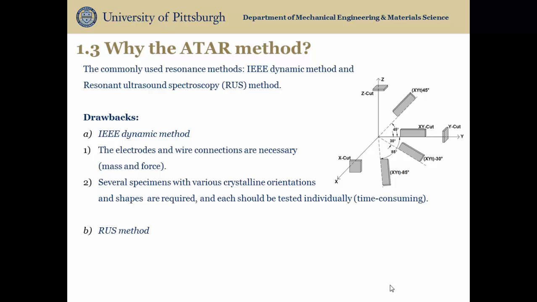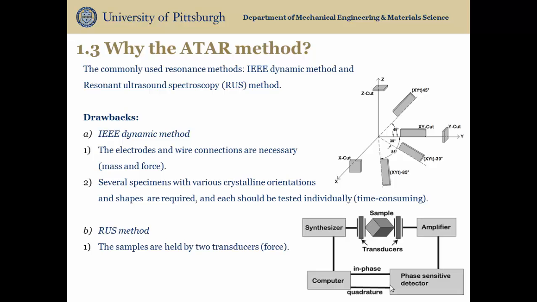The IUS method could avoid the time-consuming issue of the dynamic method, because in the IUS method only one sample is needed. However, for the IUS method, the samples are held by two transducers, as shown in this diagram. This is a sample, and here are the two transducers. This will also introduce force, which will make the sample unable to vibrate freely. And the fatal problem for this method is that the transducers used here usually cannot be used at high temperatures, so this restricts the usage temperature of this method.